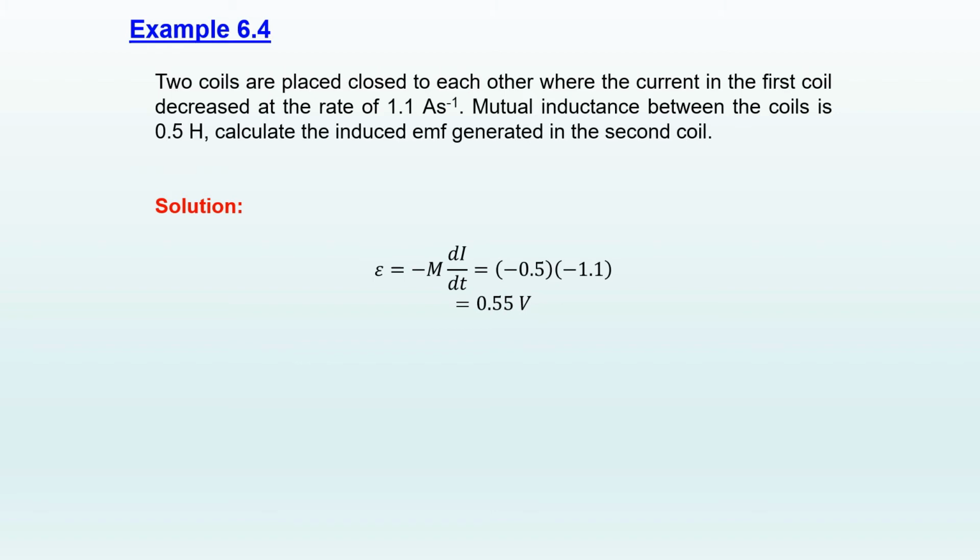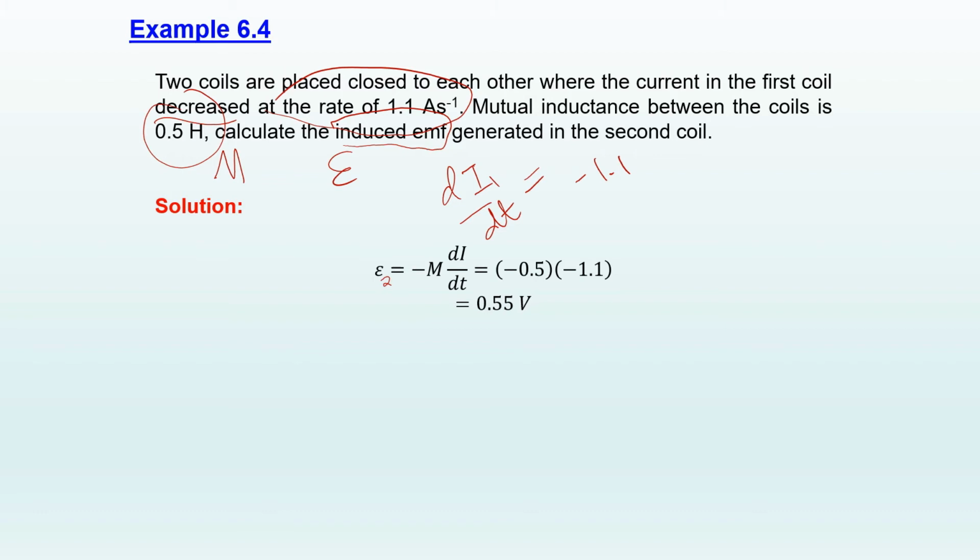Let's look at an example. Two coils are placed close to each other where the current in the first coil, the primary coil, decreases at the rate of di1 over dt equal to 1.1. The mutual inductance between the coils is 0.5 Henry. So this is M. Calculate the induced EMF. So we want the EMF generated in the second coil.